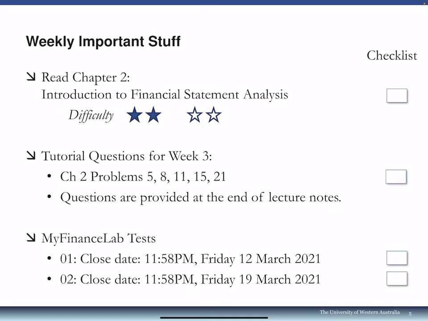We have 5 tutorial questions, which are included at the end of the lecture notes. There are currently two ongoing MFL tests, so please pay attention to the due date. So the first one is due in week 3, Friday. The second one is due on Friday, week 4, 19th of March 2021. And they both end at 11:58 p.m., so just before midnight.